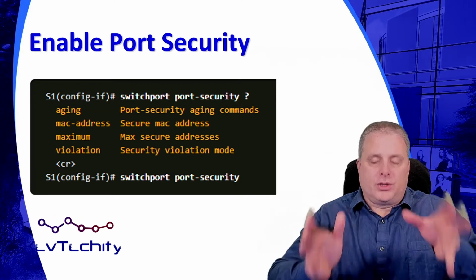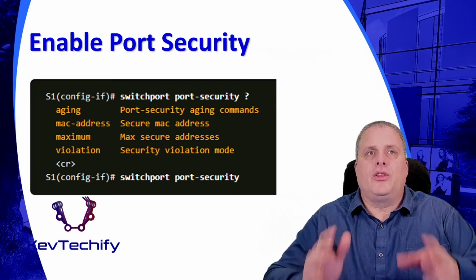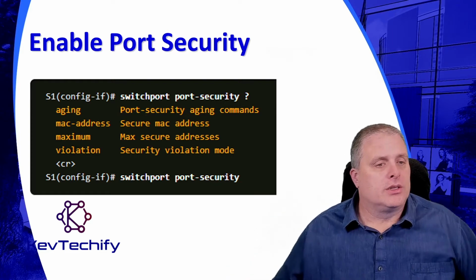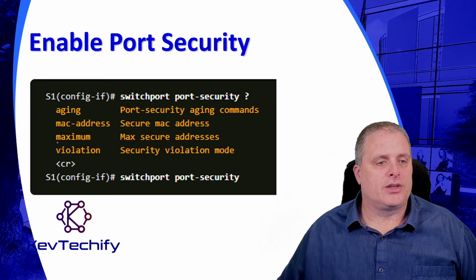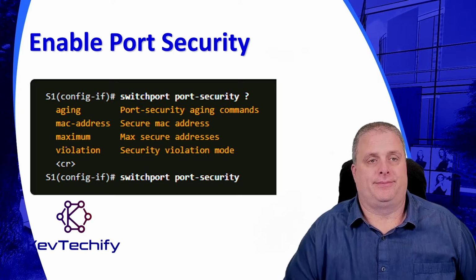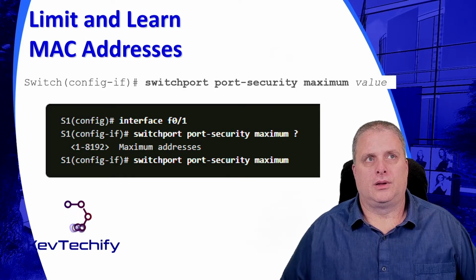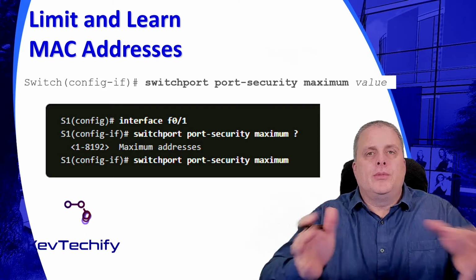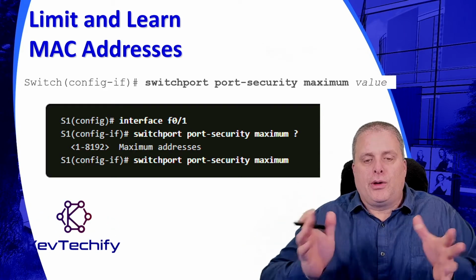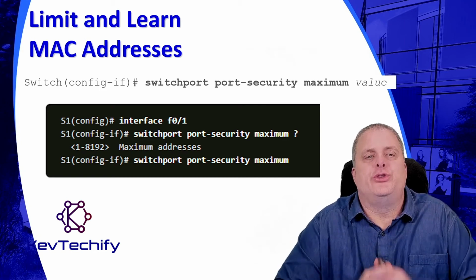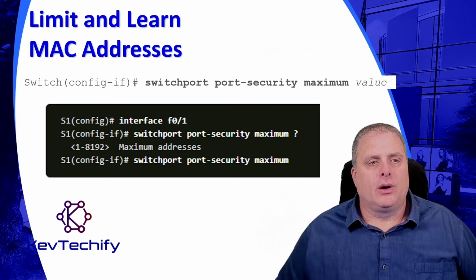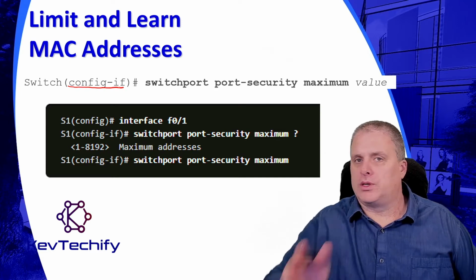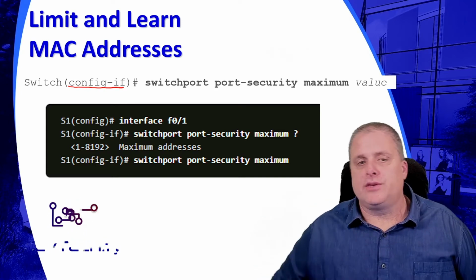When you enable port security, you can also enable other port security specifics. Here's a list of 4 of them: aging, MAC address, maximum, and violation. Part of your port security is limiting and learning MAC addresses, allowing only so many MAC addresses to connect in. The command here, once again, we are in the interface. You can tell that by the prompt. And so once again, you can go into a single interface or do a range of interfaces.